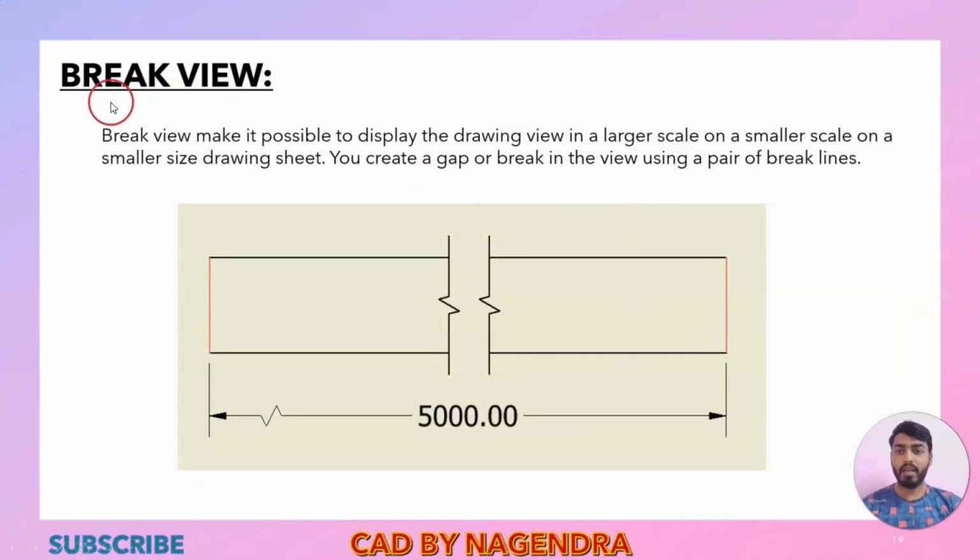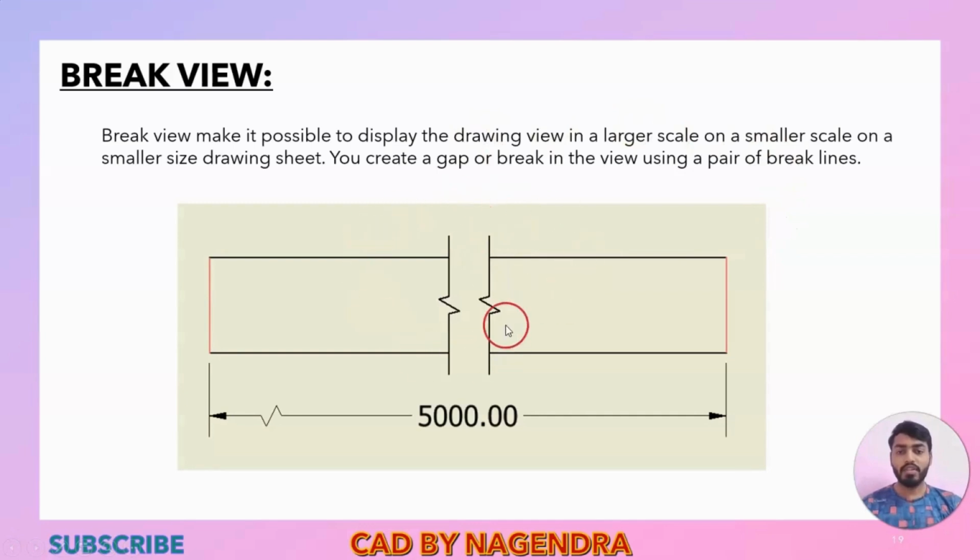Next we have the break view. A break view is nothing but, let's say, we have a lengthy shaft with dimensions of some 500 by 600. That entire view we need to represent on an A4 sheet. Usually the dimension of an A4 sheet, we know, is 210 by 297. It means the horizontal length will be 210 and the vertical length will be 297. If we make it landscape, horizontal will be 297 and vertical will be 210.